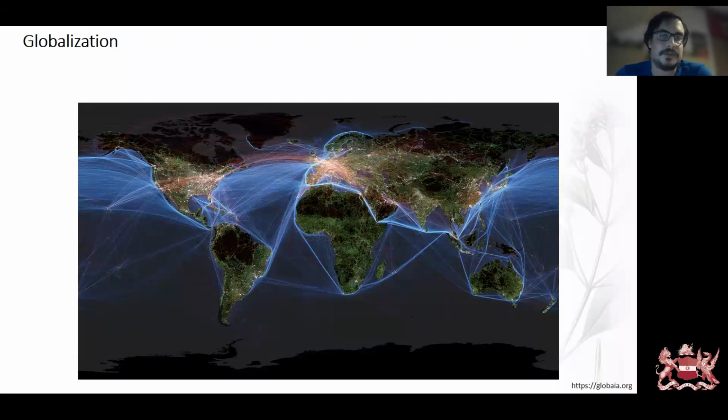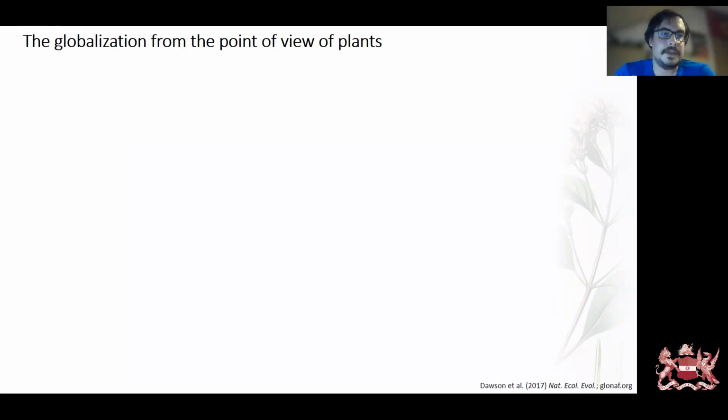So often thinking about the human dimension of interconnections. Here you can see, for example, the flight and shipment connections of the world in this very impressive map. Looking at this network, it's obvious that plants can also travel across the globe with humans, with commodities and our actions. If we're looking at globalization from the point of view of plants, the world looks a bit different.